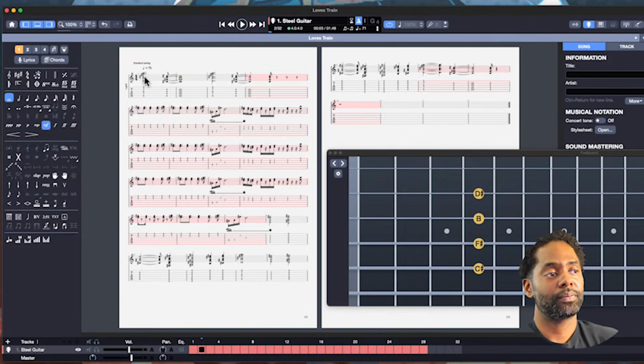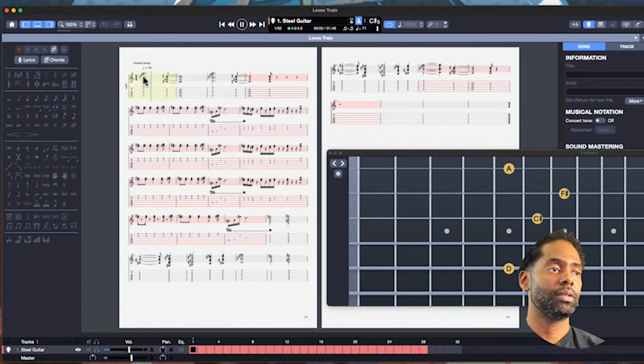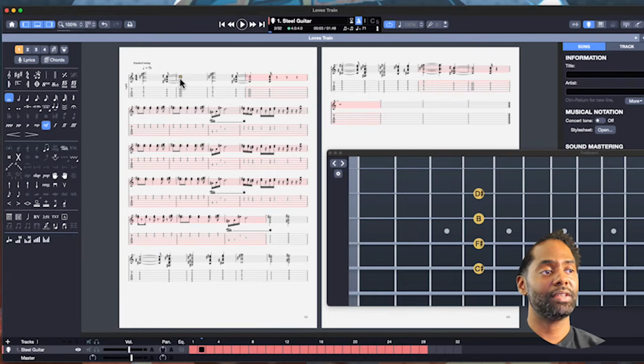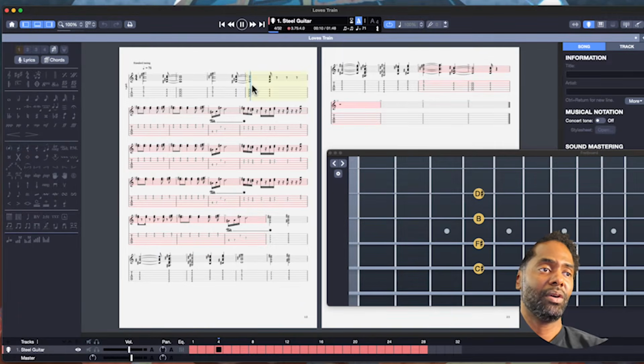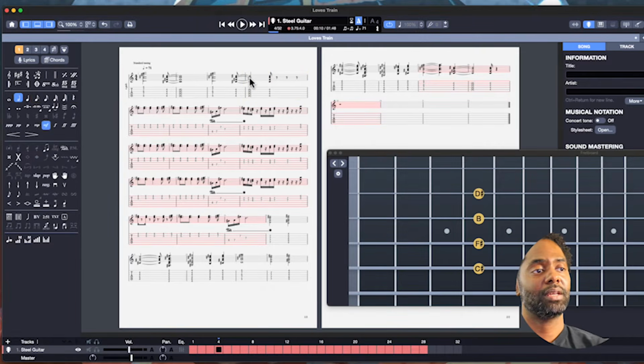So 1, 2, 3, 4, and 2, 3, 4. So you can see how this whole note, it lasts 4 beats. Okay, so I just wanted you to see that. And right here we got half notes. 1, 2, 3. You know what I'm saying? 1, 2, 3, 4. And these rests right here represent when you don't play a note.